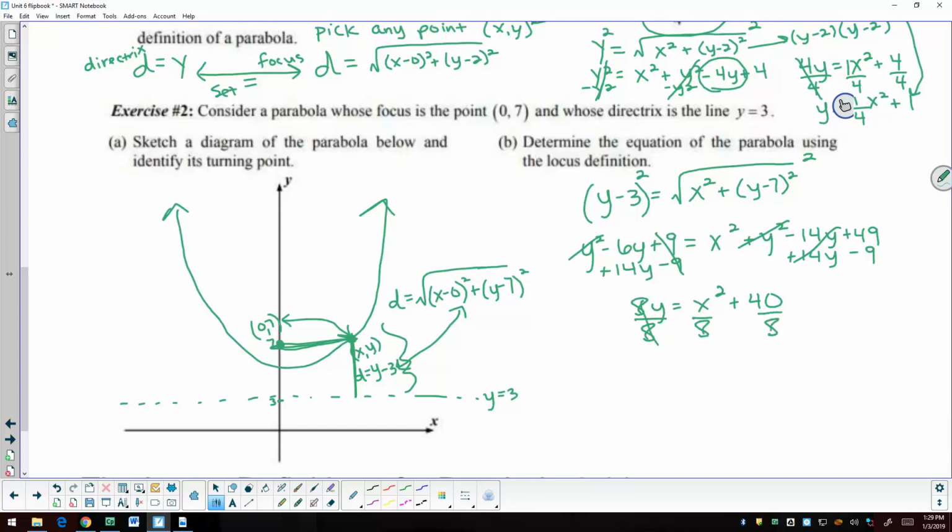And you're going to simplify if possible. So the first fraction can't be simplified anymore. That's really 1/8 x squared. And then 40 divided by 8 is 5. So that is the equation of that parabola.